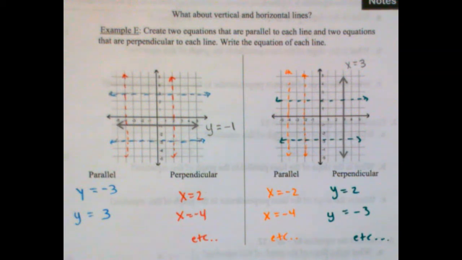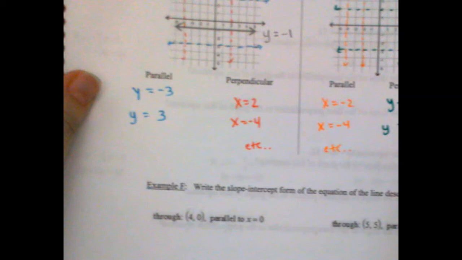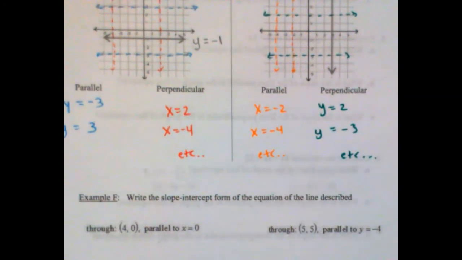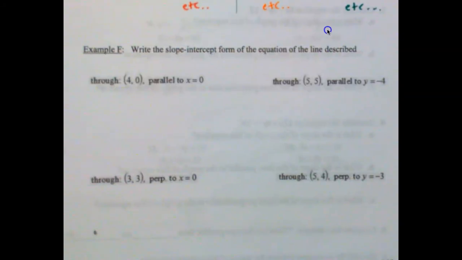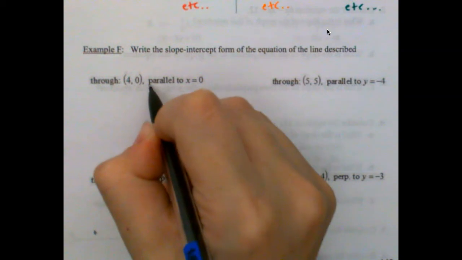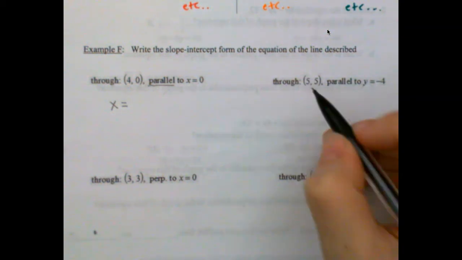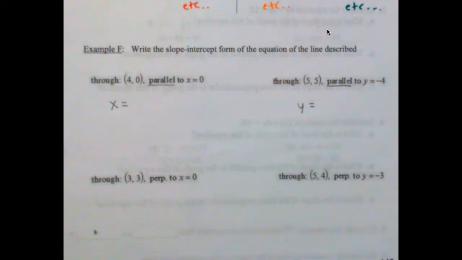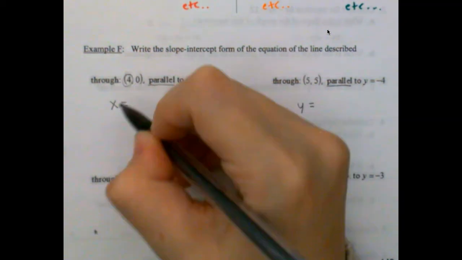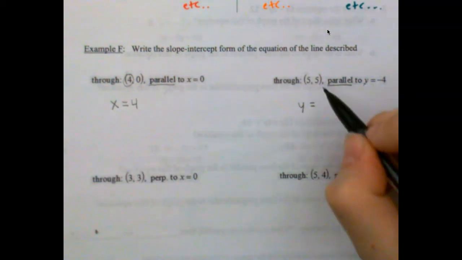Okay. So with that in mind, there's going to be something I need you guys to be able to do on your practice. And that's, instead of a graph, what if I give you a point and I tell you it's parallel to either a vertical or horizontal line? Well, if I know something is parallel to x, then I know that my answer needs to be x equals something. If I know that something is parallel to y, I know my answer needs to be y equals something. And where do I get the somethings from? That coordinate pair. So if it's x equals, it's the x coordinate. If it's y equals, it's the y coordinate.